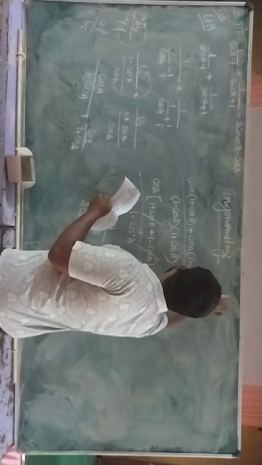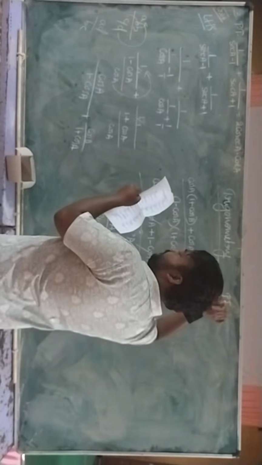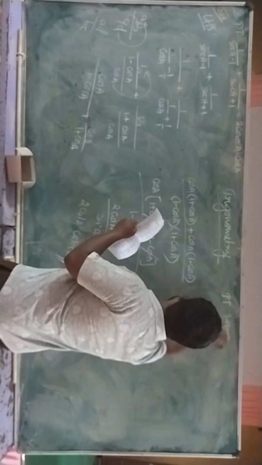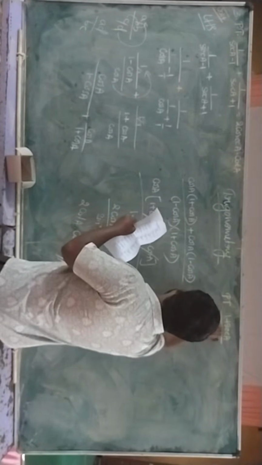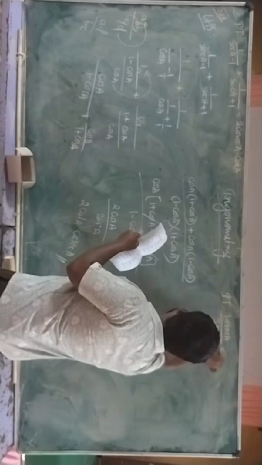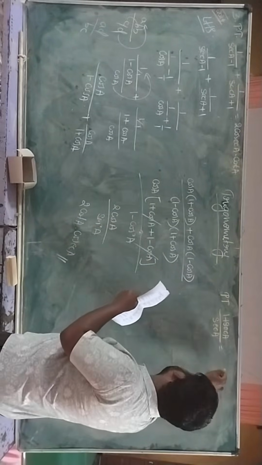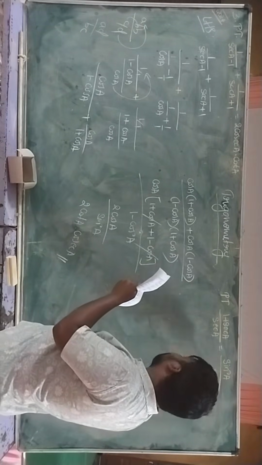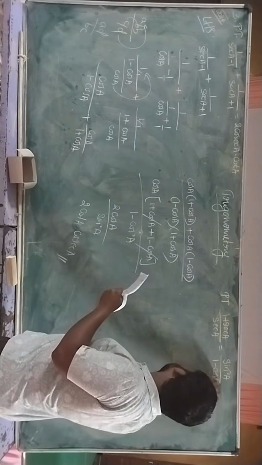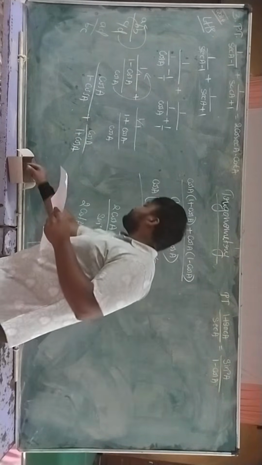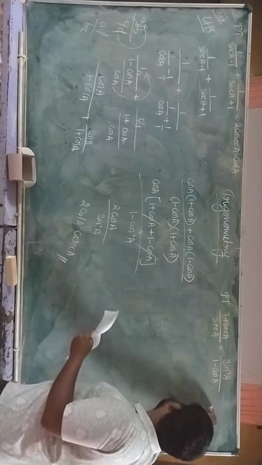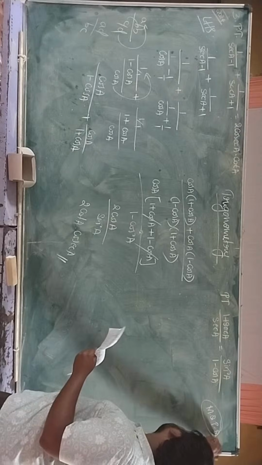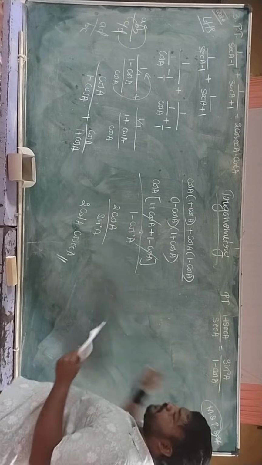Prove that (1 plus sec A) divided by sec A is equal to sin square A upon 1 minus cos A. This question appeared in model question paper number 3 in the year 2024.